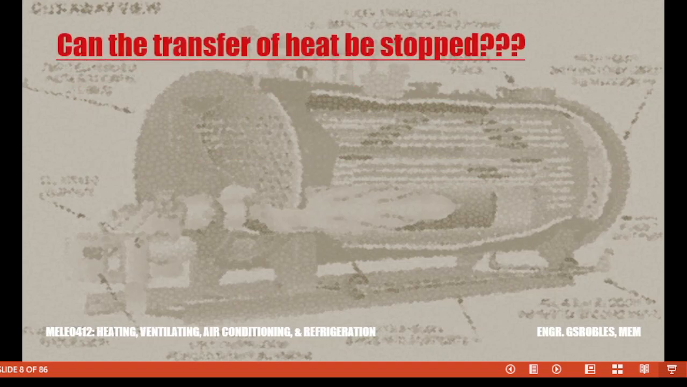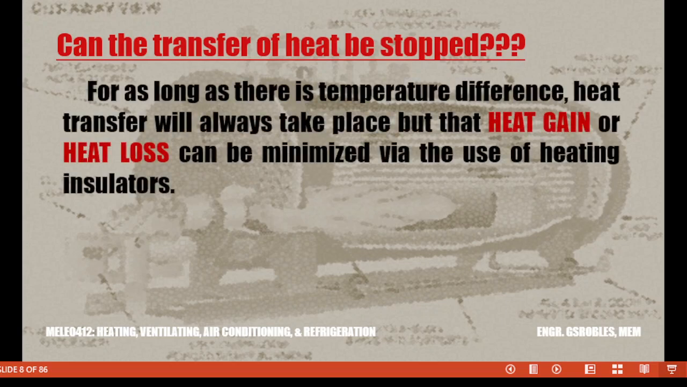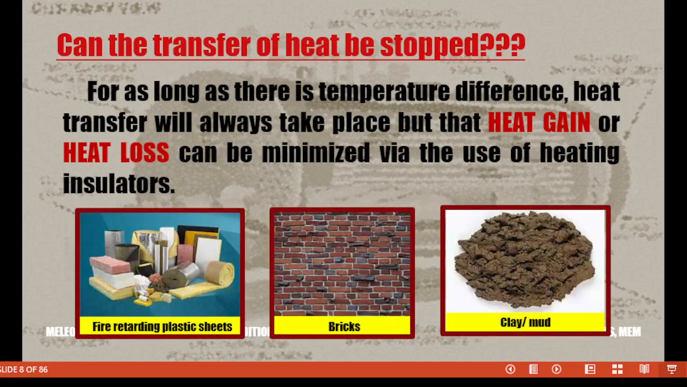So, another question is, can we prevent the transfer of heat? Heat is considered important or essential for any system or process, as losses or gains could affect system performance. Heat transfer cannot be stopped as there is always a temperature difference in the surroundings. Though it cannot be stopped or prevented, heat loss or heat gains can be minimized by the use of the following materials we call insulators. So we have here fire retarding plastic sheets. We also have bricks, and the last one is clay or mud.